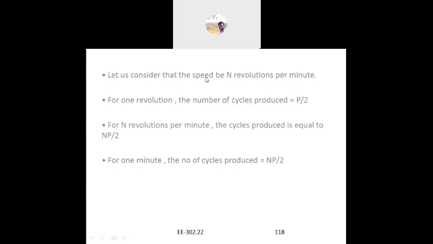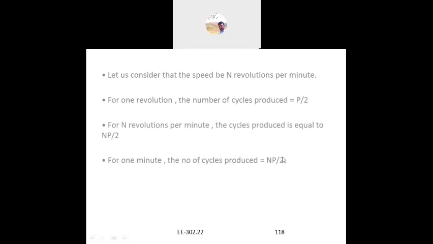For one revolution, the cycles produced are P by 2. For N revolutions, the number of cycles is N into P by 2. Then in one minute, the number of cycles produced is NP by 2. If we take one second, it will be NP by 2 divided by 60, so we get NP by 120.